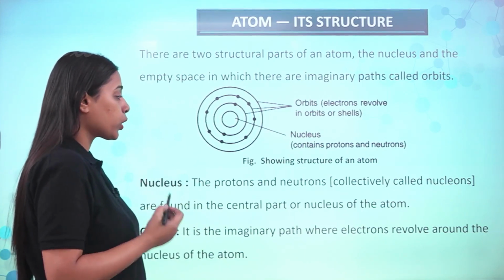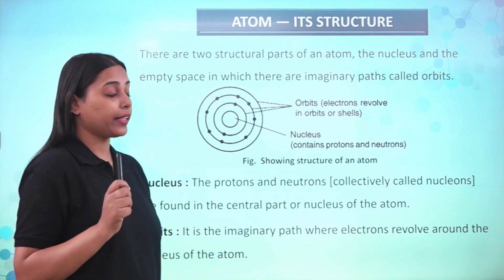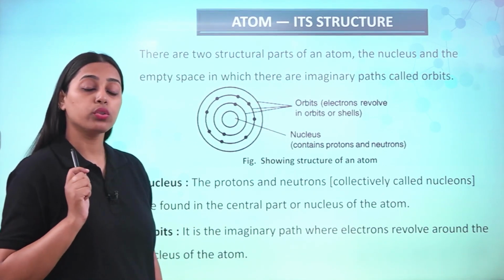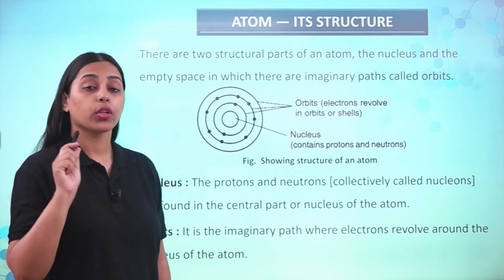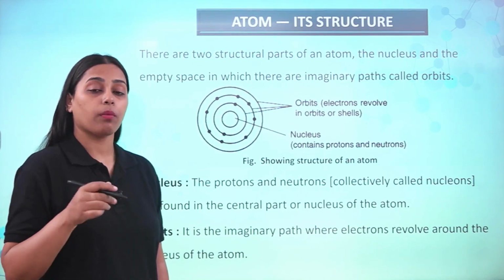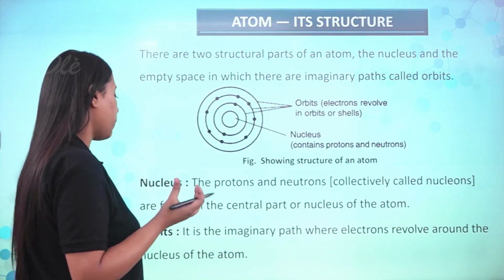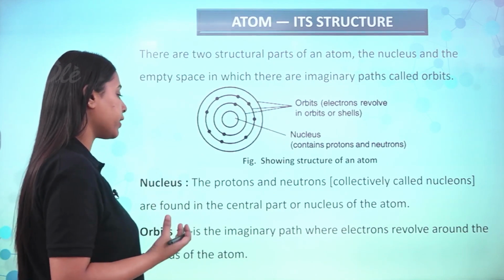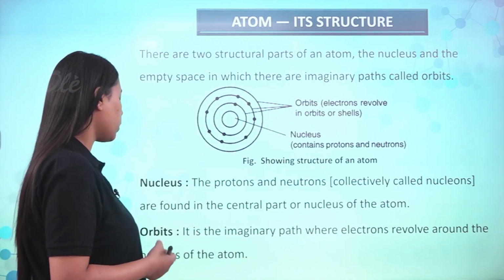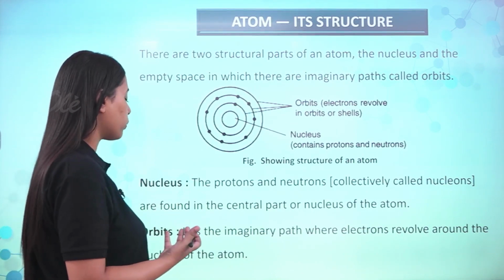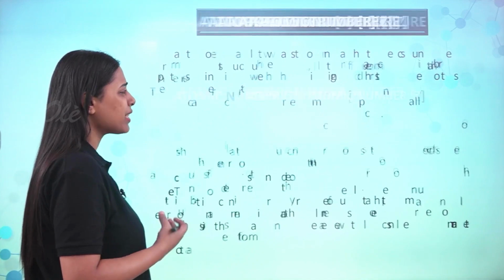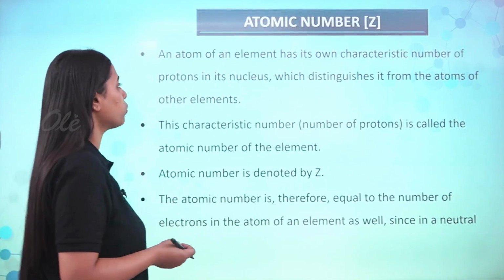In the nucleus, the protons and neutrons are collectively called nucleons, and they contribute towards the atomic mass of the element or particular atom. They are found in the central part, the nucleus. Orbits are what? These are imaginary paths where electrons revolve around the nucleus of the atom. That is a simple definition that you also need to remember.